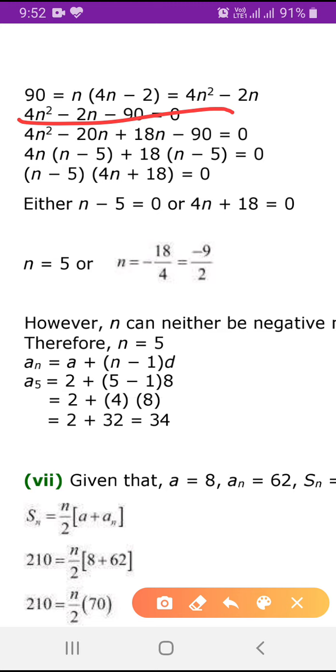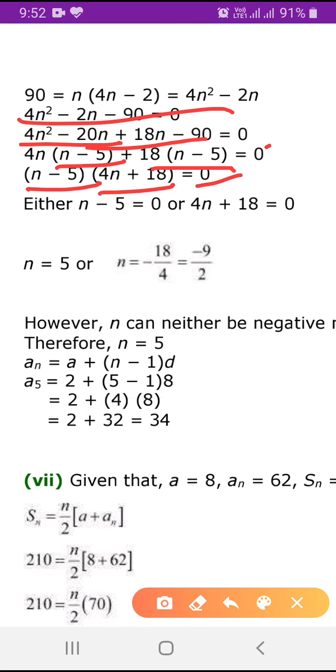And after splitting minus 2n as minus 20n plus 18n, we get 4n square minus 20n plus 18n minus 90. After taking common 4n from the first two terms, we get n minus 5, and from the last two terms taking common 18, we get 18 into n minus 5. Now n minus 5 is common in both terms, so we get n minus 5 into 4n plus 18 equal to 0.